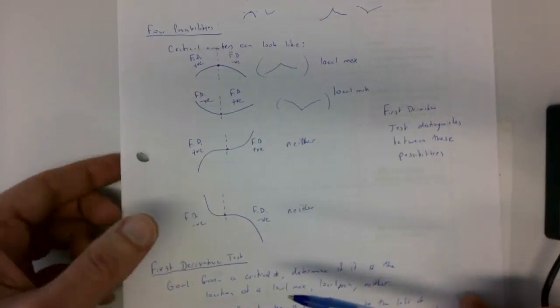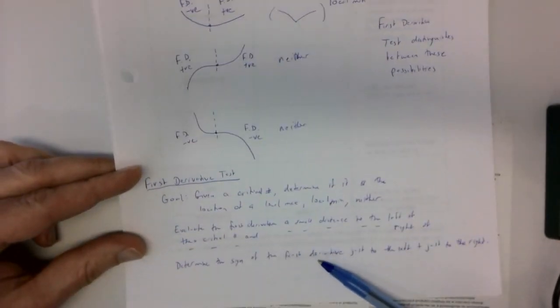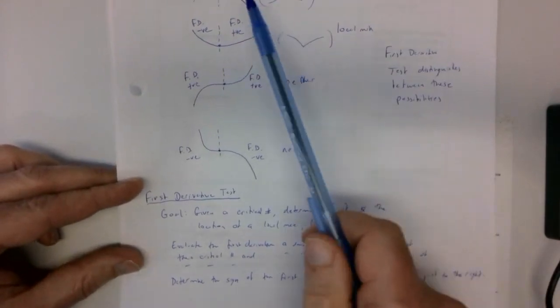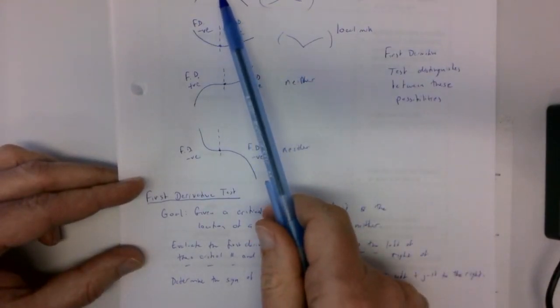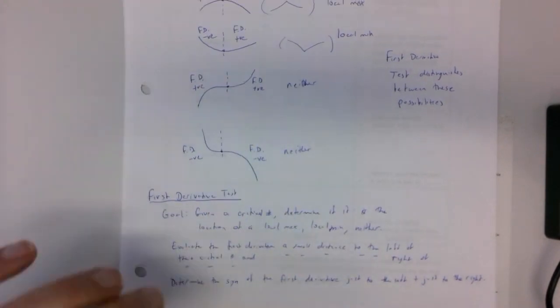So just by looking at the sign of the first derivative just to the left and just to the right of the critical number, I can visualize whether the critical number would be a local max or a local min or neither of those.